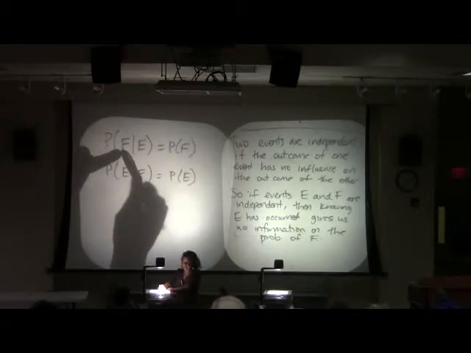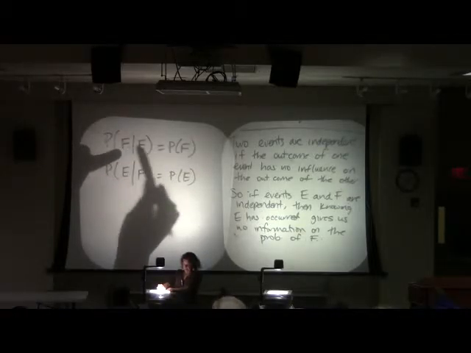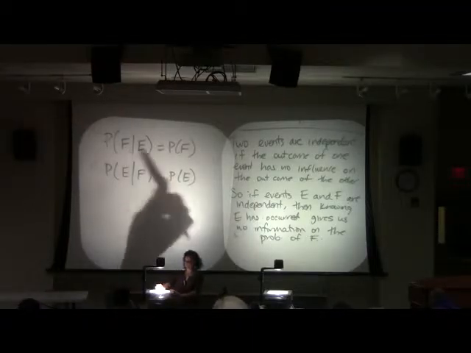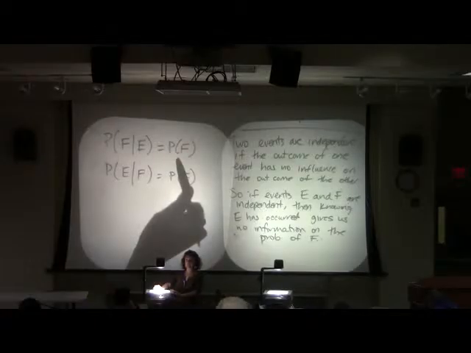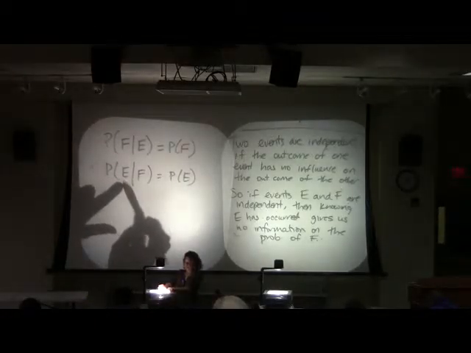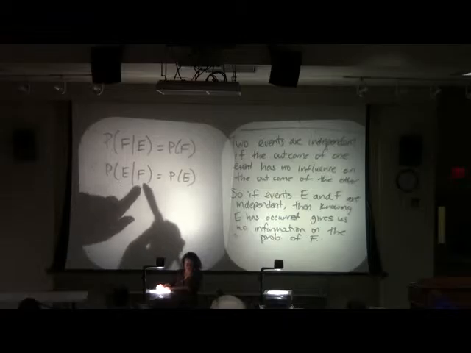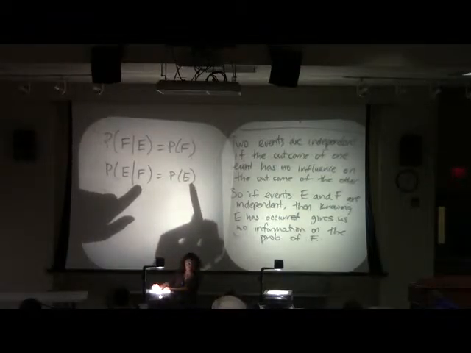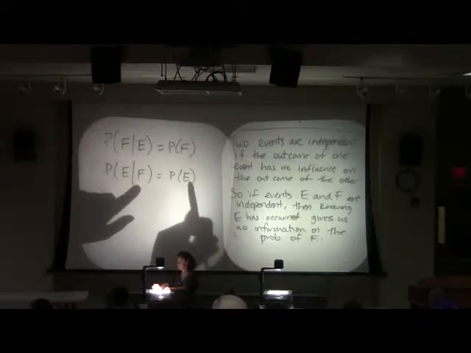Again, this says we want to find the probability of F given that E happened. But if these are independent, E is totally irrelevant. Therefore, it's just the probability of F. Similarly, this is the probability of E given that F happened. But again, if these are independent, who cares if F happened? It's just straight up the probability of E. You guys with me this far?